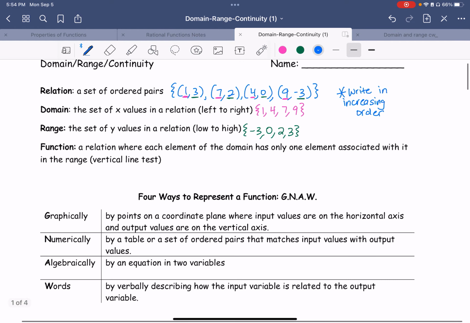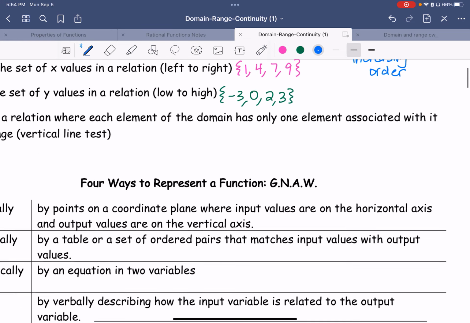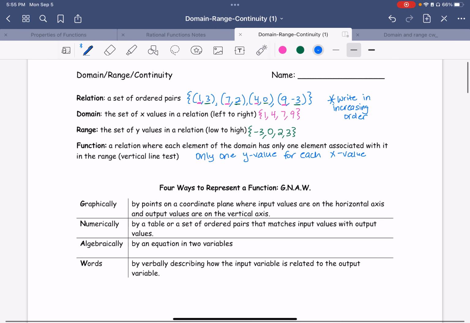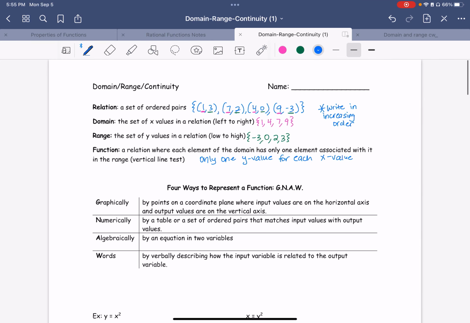Okay. Another definition we have is a function. A function is a relation where each element of the domain has only one element associated with it in the range. You can also do this graphically using the vertical line test. All this means is that you can only have one y value for each x value. So I'm going to write that down for you. Only one y value for each x value. And we'll practice doing the vertical line test in a minute. Okay, so those are some definitions for you.